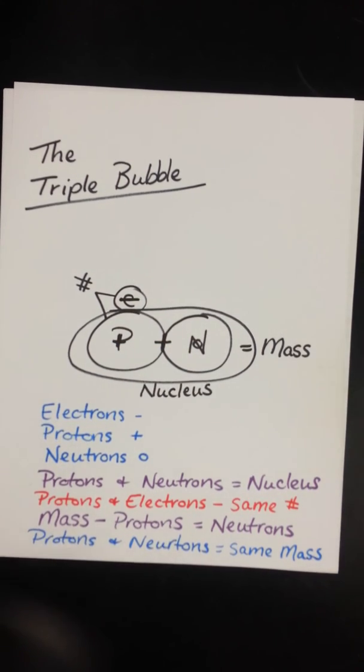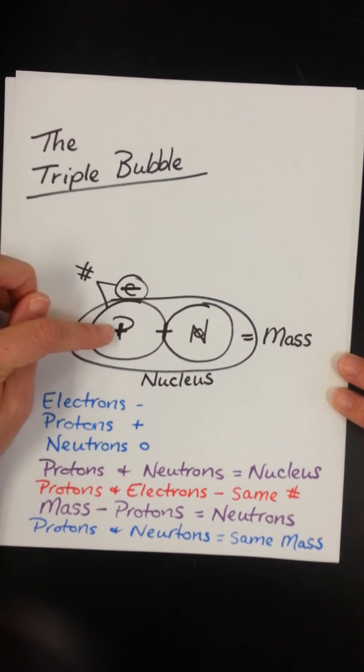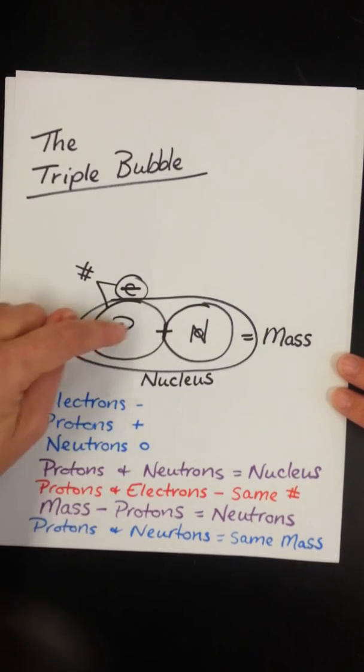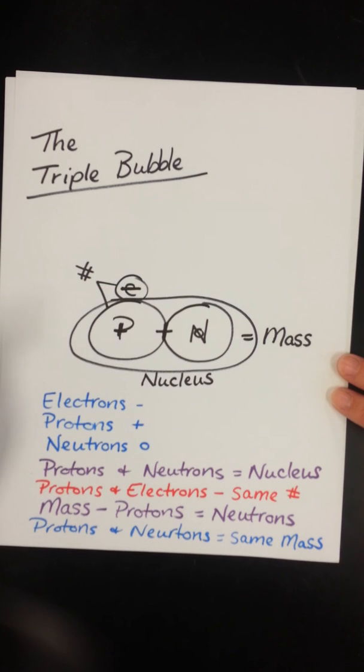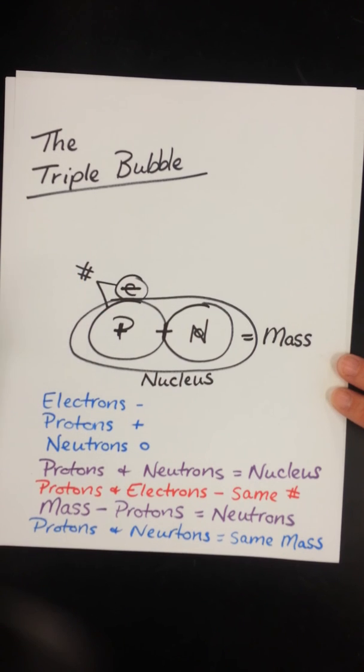Again, going over the purpose of the triple bubble is to help us understand the different parts of an atom and what they mean. Protons are positive, neutrons are neutral, electrons are negative. Protons and neutrons are located in the nucleus. When you take this number here, it means that protons and electrons will have the same number, and we can see that in the atomic number.